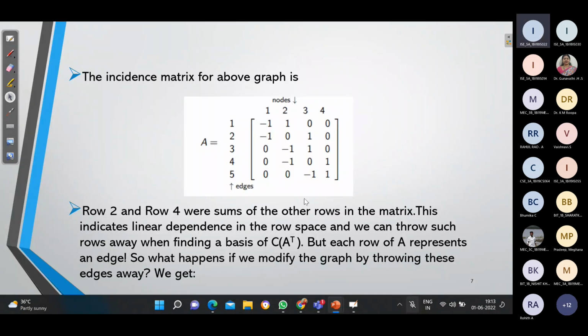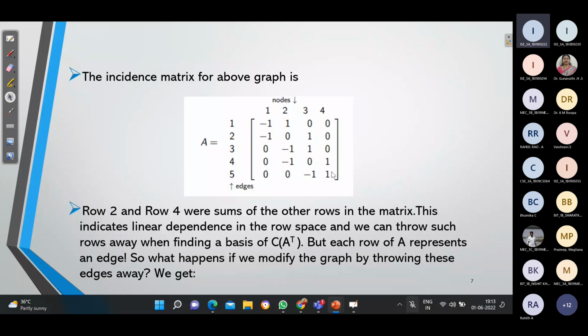So the given incidence matrix, you can see it here. For the entry in row 1, column 1, you can see that it is -1. -1 means it is an outgoing edge, and if it is +1, it's an incoming edge. If it is 0, there is no incoming or outgoing edge for that particular node.